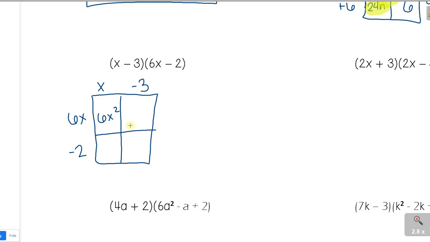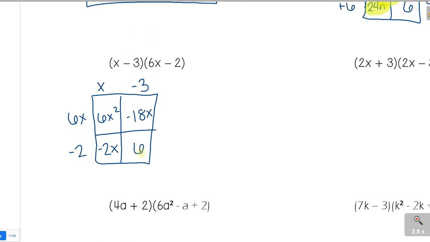6x times negative 3 is negative 18x. X times negative 2 is negative 2x. And negative 3 times negative 2 is a positive 6. So combine your like terms. So we have 6x squared, and then negative 18x minus 2x is negative 20x plus 6.